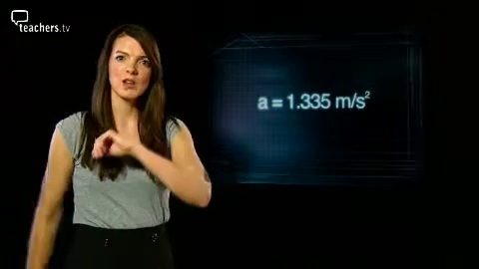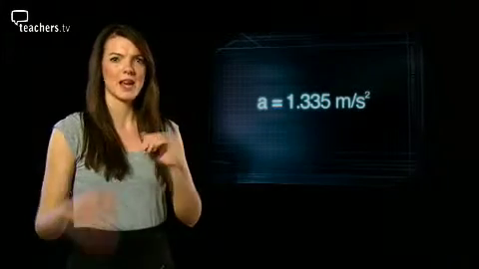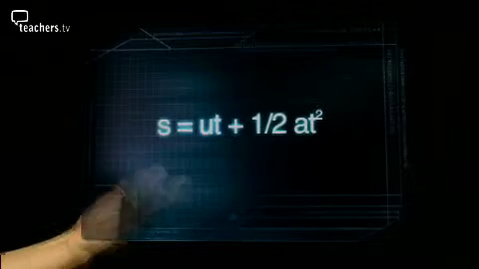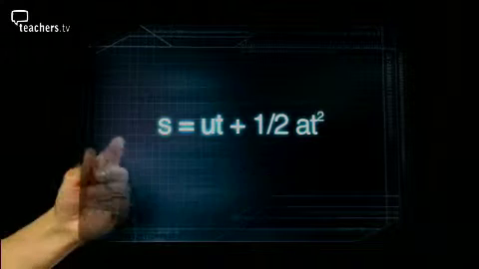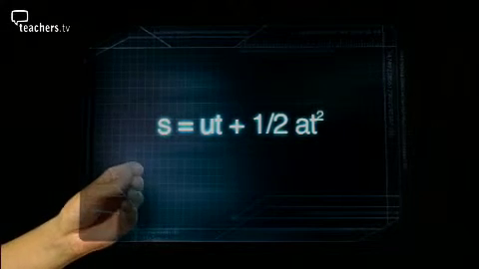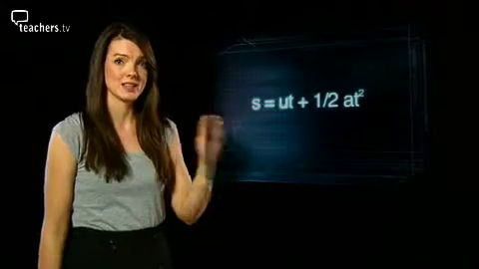Right, now we know the acceleration the plane needs to take off. We can work out how much runway it needs to take off using a different formula. This one, S equals UT plus half AT squared, where S is the distance. Now it's easy to think that S is the speed, but it's not. Remember that S is the distance.